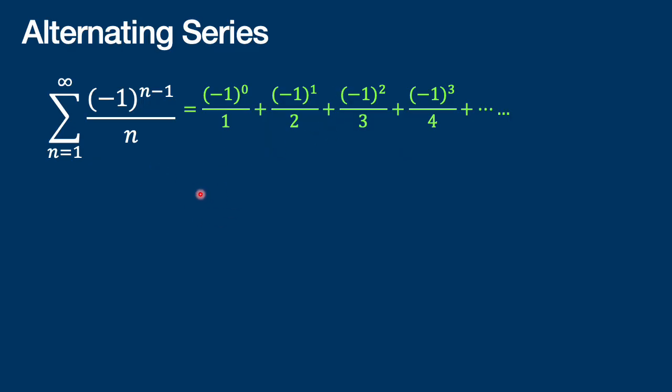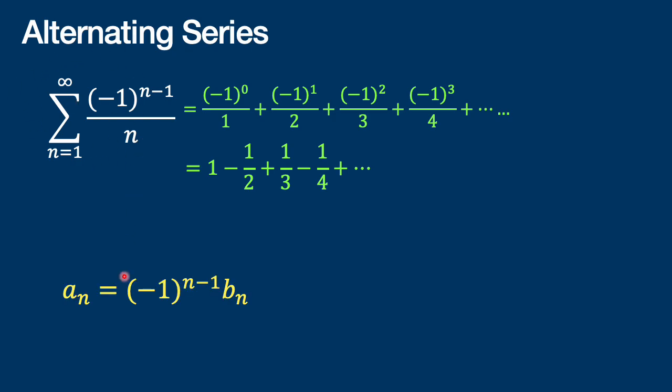So let's simplify this one, guys. First one is 1. Second is negative 1/2. Third term is 1/3. Fourth term is negative 1/4. They alternate sign. So when you see an alternating series, you find the Bn. So An equals negative 1 to the n minus 1 times Bn. Bn should be 1 over n. That represents the sign, guys. Bn is going to be 1 over n.